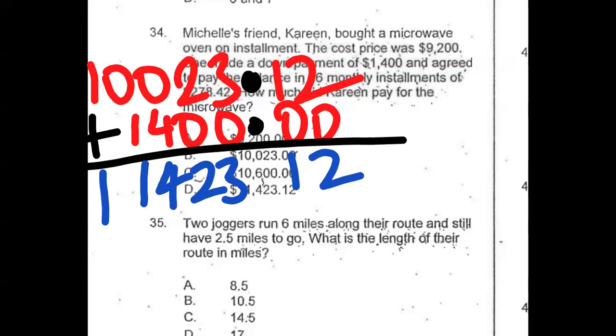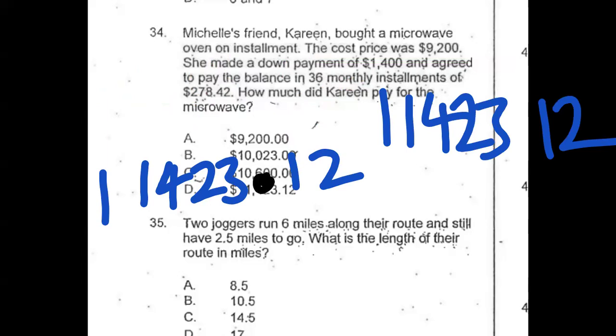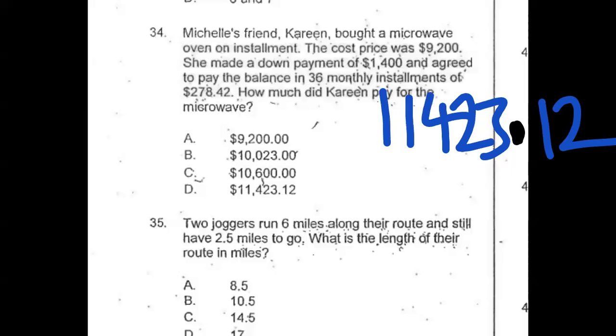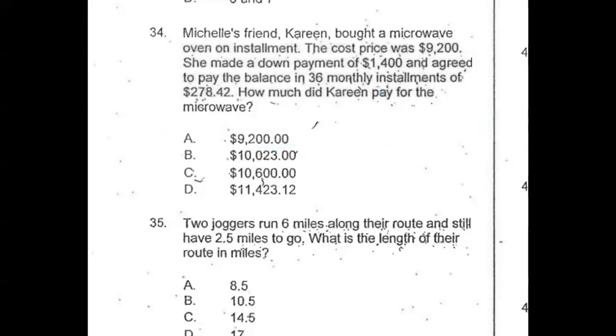Right, there we go. So let's get rid of all of that and see what our answer is. So let me write that answer elsewhere now. 1142312. Which one of them looks like that? There we go. So get rid of this, that. There's the answer. Yeah. So that 9,200 was a distraction. It never even factored in at all.